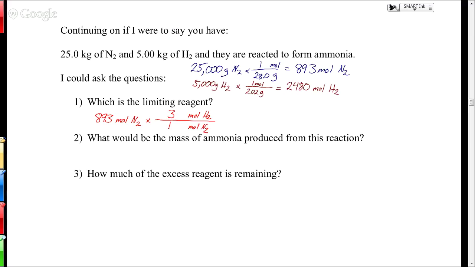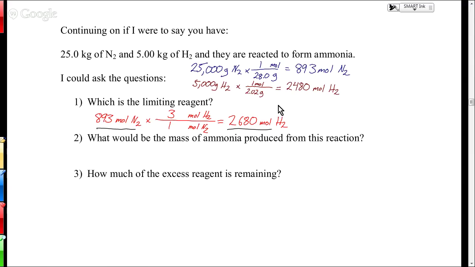That's the same thing as multiplying by 3, but in a lot of equations, you might not have nice numbers like that. It might be 5 to 7 or something. So you'd want to set this up with those numbers like that so you can see it. All right, so we calculate that out. 893 times 3 divided by 1 is 2,680. Which tells us that for every 893 moles of nitrogen, we need 2,680 moles of hydrogen.